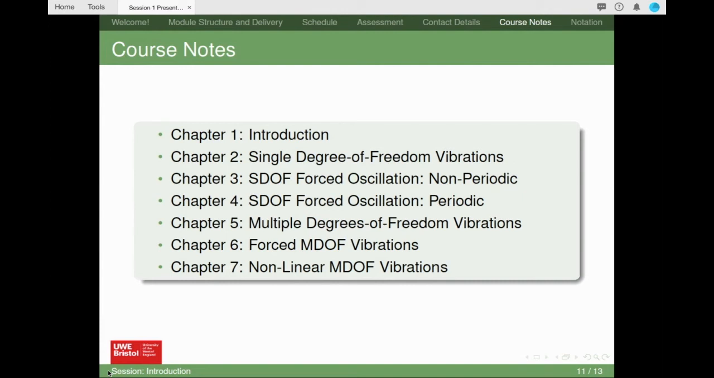And then chapter 6, we focus quite a lot on what happens when you start forcing these systems, both with and without damping, looking at multiple degrees of freedom, so 3 and more degrees of freedom, and what happens when you start applying forces to some or all of those degrees of freedom.